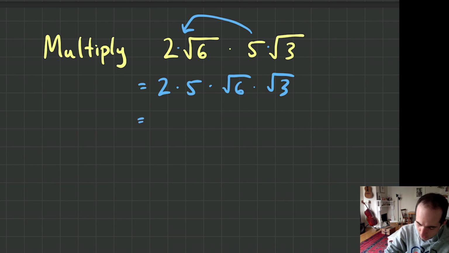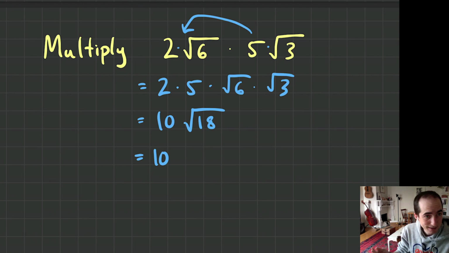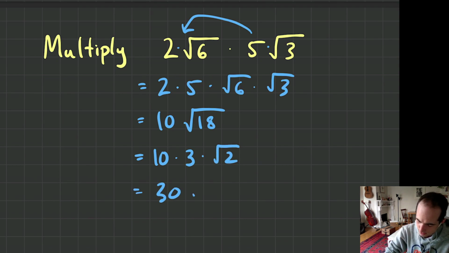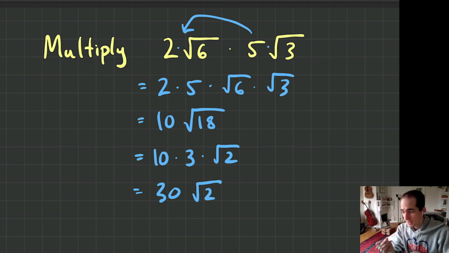And then 2 times 5, that's 10. And now I've got root 6 times root 3 is root 18. And now we can simplify this a little bit, which means that this is 10 times, well, I can factor out a 9, right? 9 is a perfect square. That's a factor of 18. So when I do that, I'm left with 3, because the square root of 9 is 3, and I'm left with 2 left over, and that's 30 times the square root of 2. So that's not bad. I don't think that's too bad.